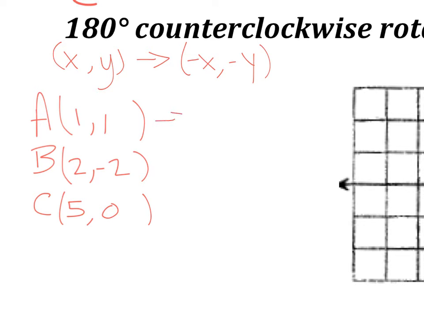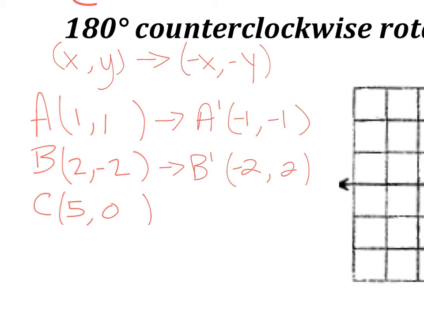So my new A, and I want you to write these points on the side, my image of A would be (negative 1, negative 1), because it was (1, 1), and both of them become the opposite. My image of B, well, the x was 2, the opposite of 2 is negative 2, and the opposite of negative 2 is 2, so my image of B would be (negative 2, 2). The new image of C then would be the opposite of 5, so negative 5, and the opposite of 0, but 0 doesn't really have an opposite, so it would just be 0.